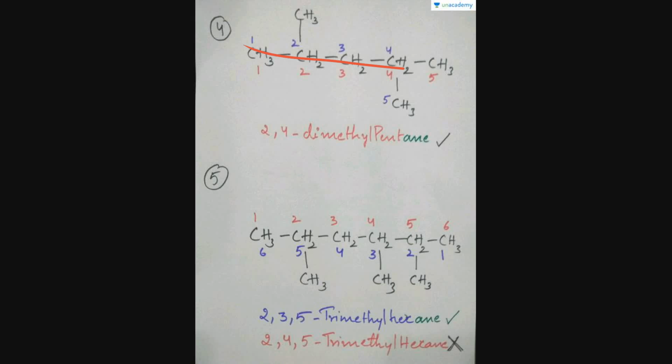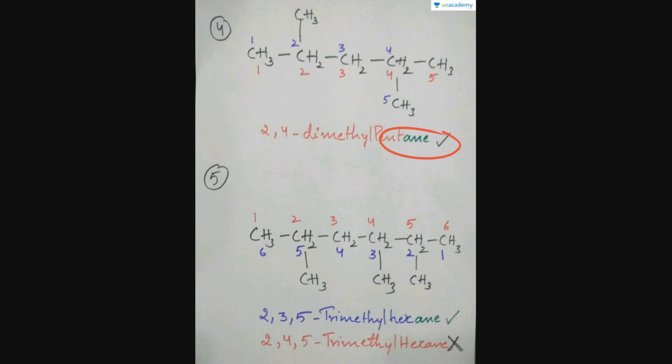Identify the parent chain. This is the parent chain, or this one; either way the name remains the same for this compound. On the second carbon and on the fourth carbon we have methyl groups. So we write it as di. Since we have 2 methyl groups, we write it as 2,4-dimethyl pentane. The parent chain, the main chain, has 5 carbon atoms, so the root word is pent, and since it's an alkane, we write the suffix as ane. So it is 2,4-dimethylpentane.